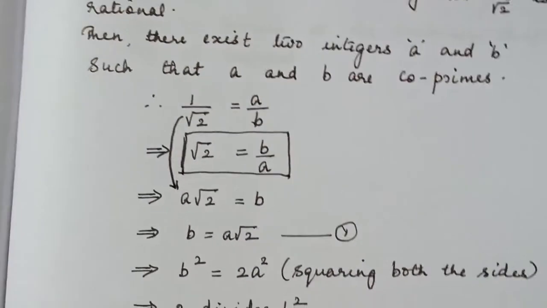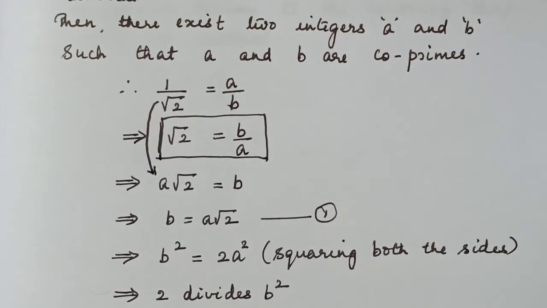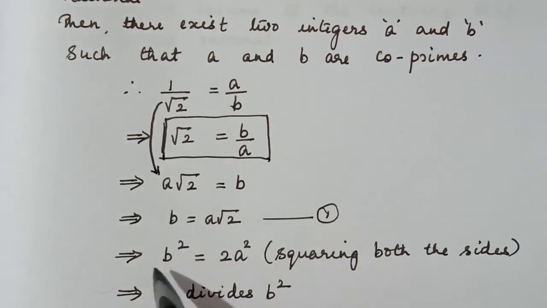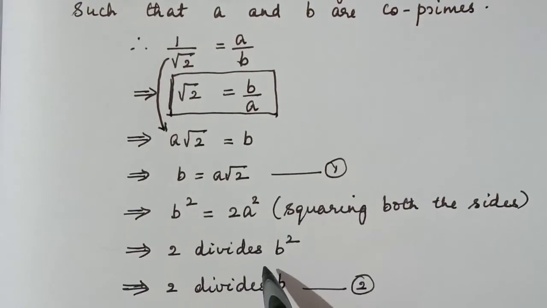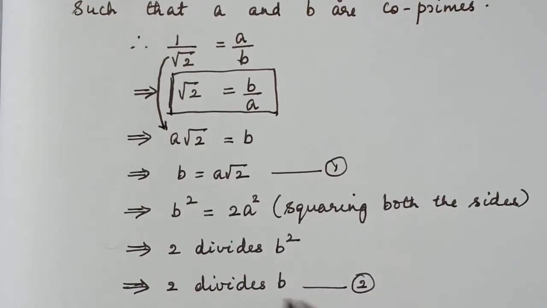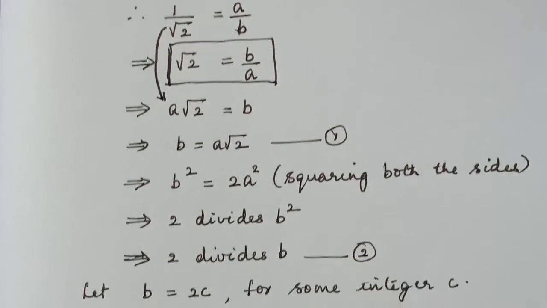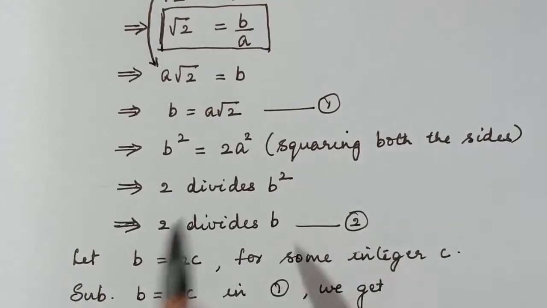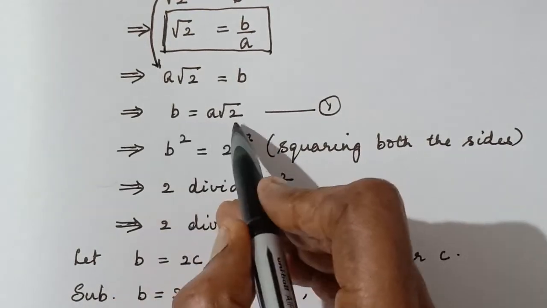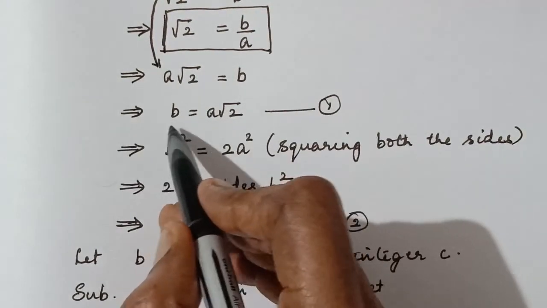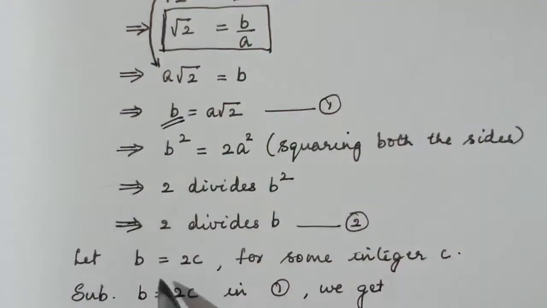After that, we proceed the same way as for root 2. Square both the sides. b squared is equal to 2a squared. Then 2 divides b squared, 2 divides b. That is the second equation. Now let b is equal to 2c, because here we got b is equal to a root 2. So we have to take b is equal to 2c for some integer c.